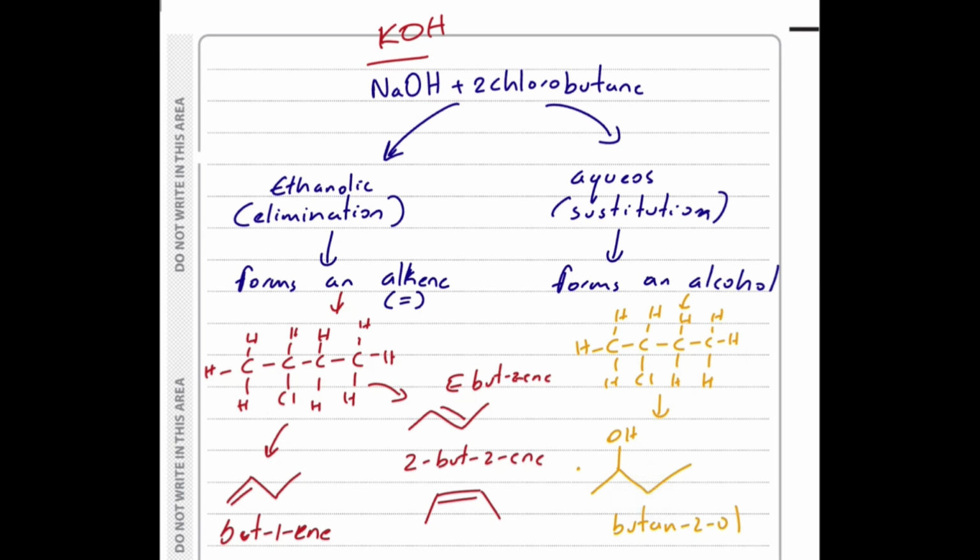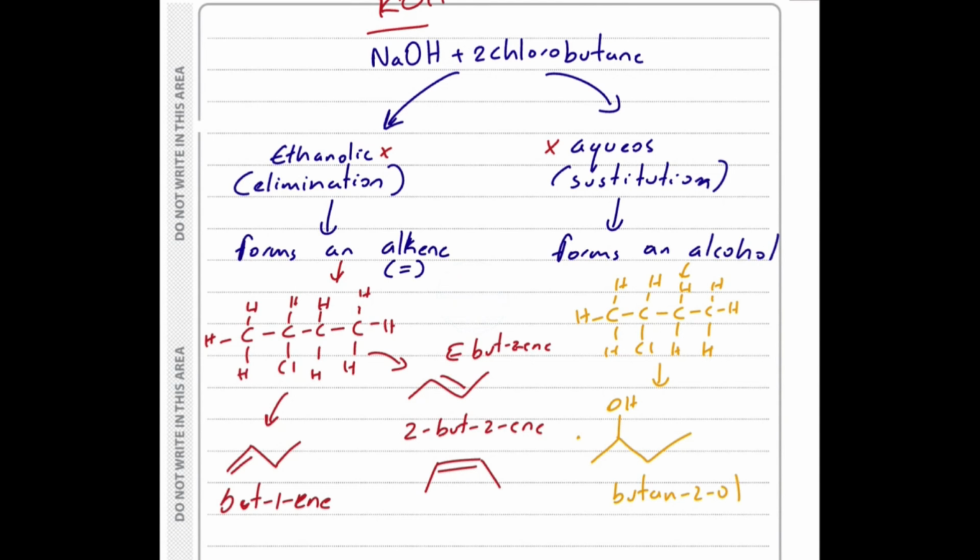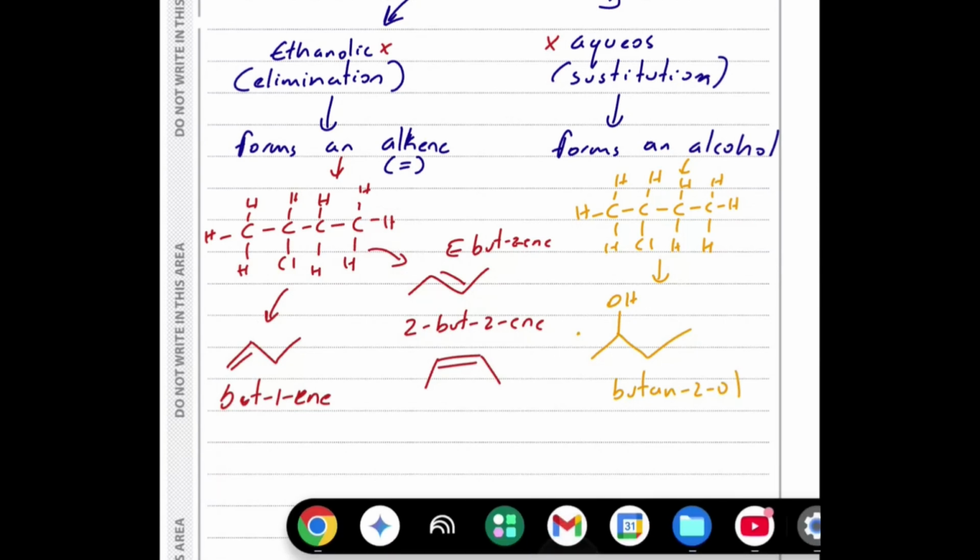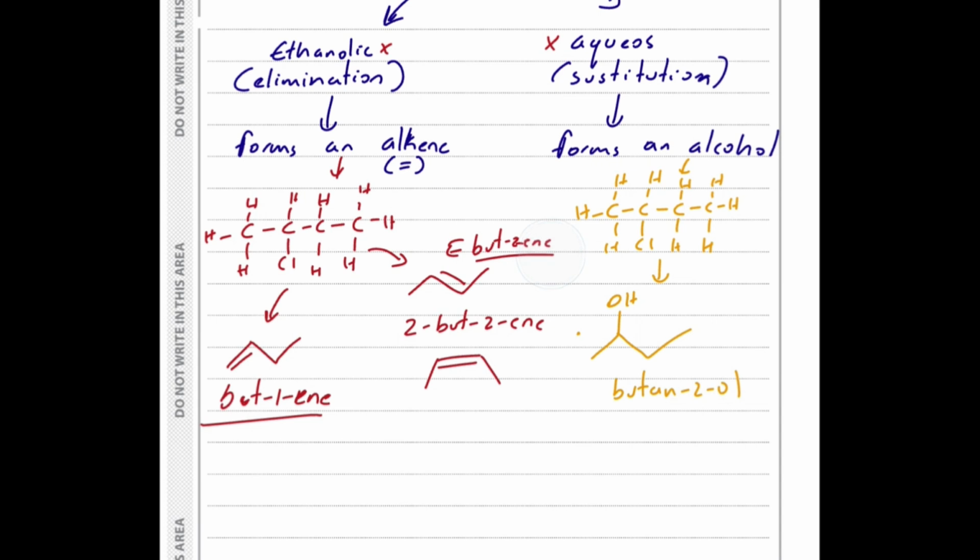The two conditions that this reaction undergoes are, first, ethanolic and, other, aqueous, right? So let's talk about the ethanolic condition first. In ethanolic condition, the reaction acts as an elimination reaction, right? Because the OH ions remove the chlorine from the compound and it forms an alkene, right? It forms a double bond between two adjacent carbons. So there are two possible products that form in this reaction. One is but-1-ene and another is but-2-ene, right?